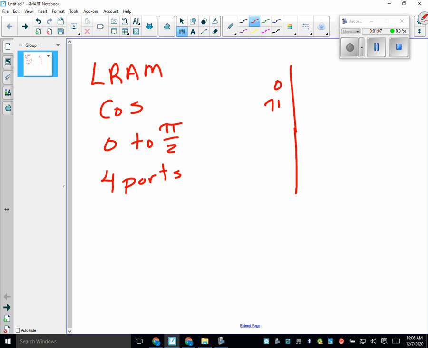0, pi over 8, pi over 4, and 3 pi over 8. Wait. No, it's L ram. It's the L. If it was R ram, we would. Oh man, I forgot about that. And I just messed up because you cannot do this without a calculator.